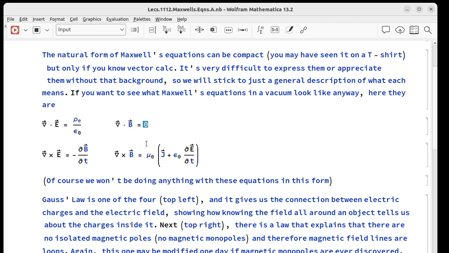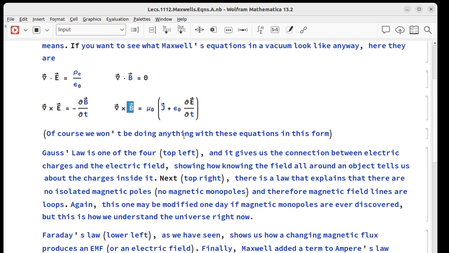The third one is actually Faraday's law. And what this is telling us is a changing magnetic field gives us an electric field. This part of the fourth equation is Ampere's law that we're familiar with, and it tells us that a current will produce a magnetic field. The part Maxwell added is this. This tells us that a changing E field will also produce a magnetic field.